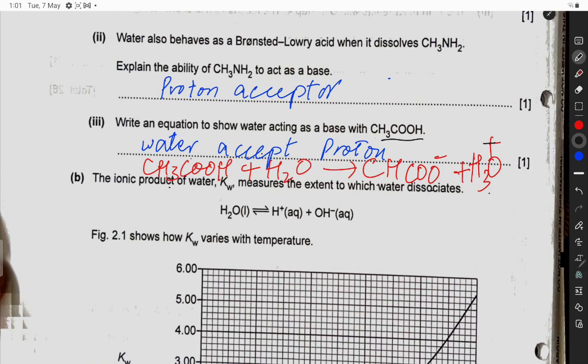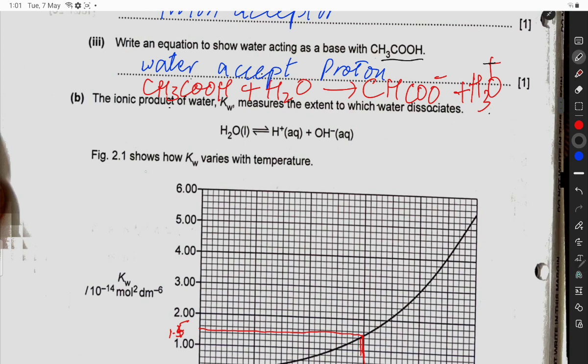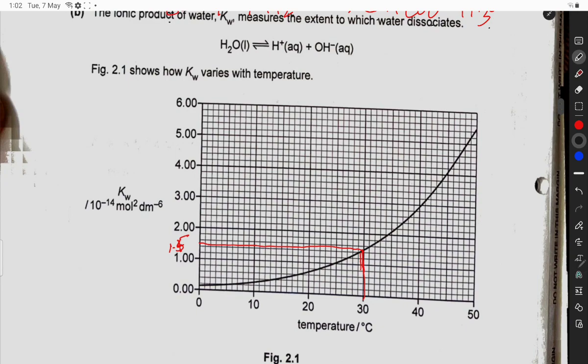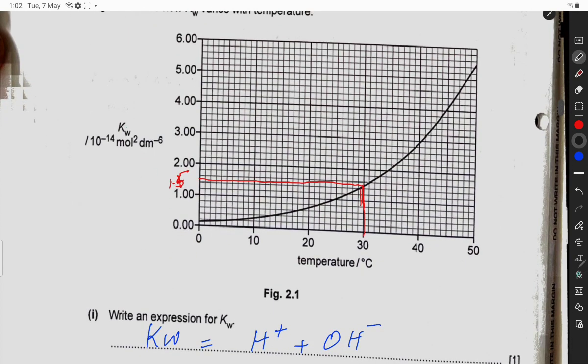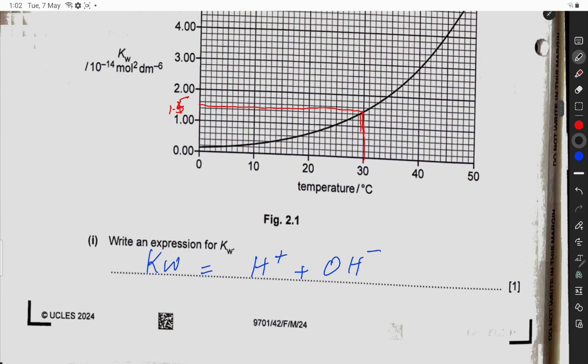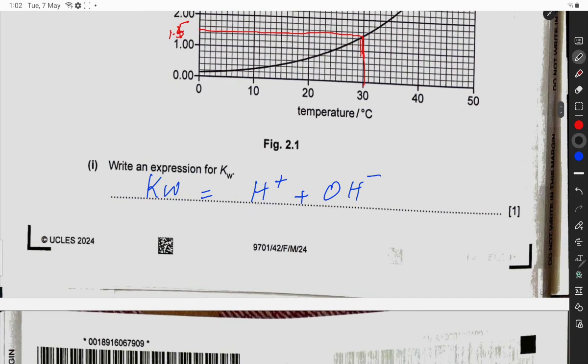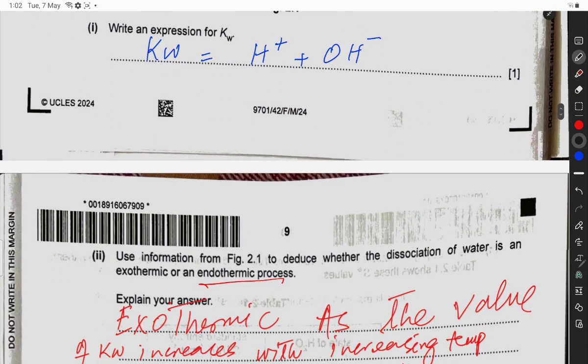The ionic product of water, Kw, measures the extent to which water dissociates. Water dissociates to form H positive and OH negative. Figure 2.1 shows how Kw varies with temperature. This is the graph: this is Kw over here, and this is temperature. Write an expression for Kw. Kw is equal to H positive times OH negative.